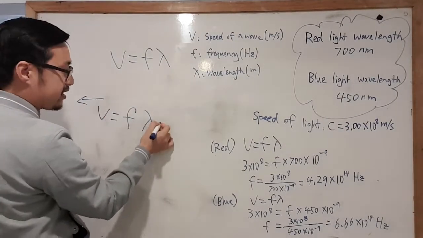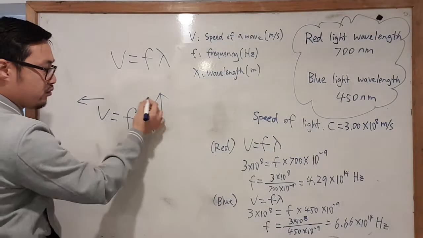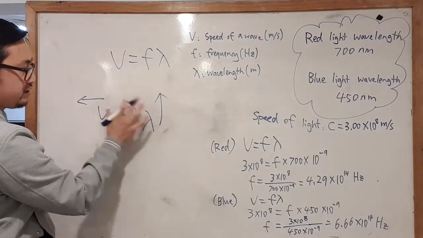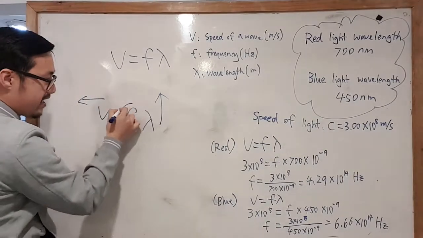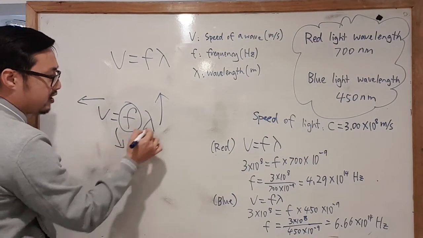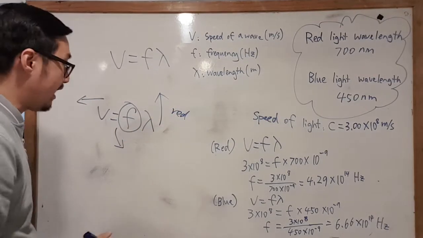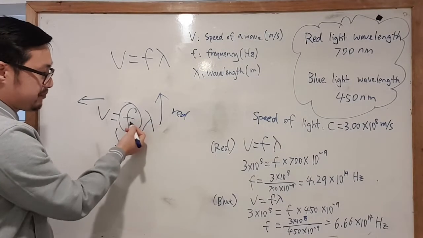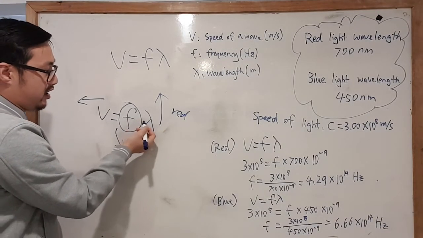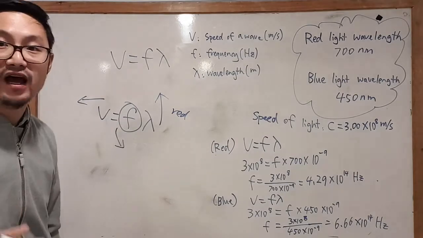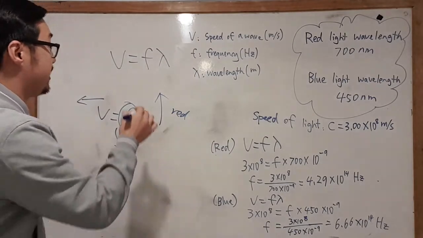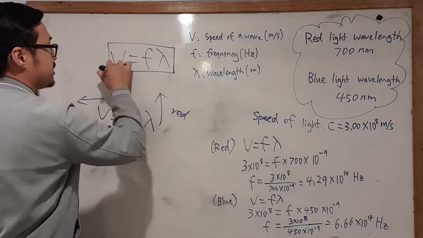Red light has a bigger wavelength. If it has a bigger wavelength, the whole thing needs to stay equal, and then the frequency must be smaller. So red has a bigger wavelength and a smaller frequency. Okay, if it has a bigger frequency, then it will have a smaller wavelength, and vice versa. So this is how powerful this equation is.